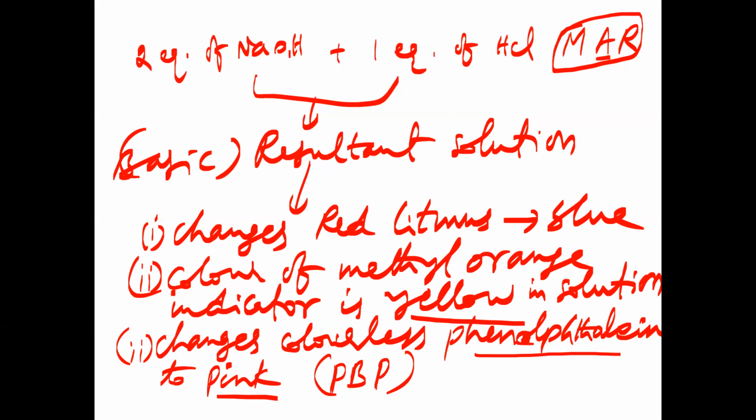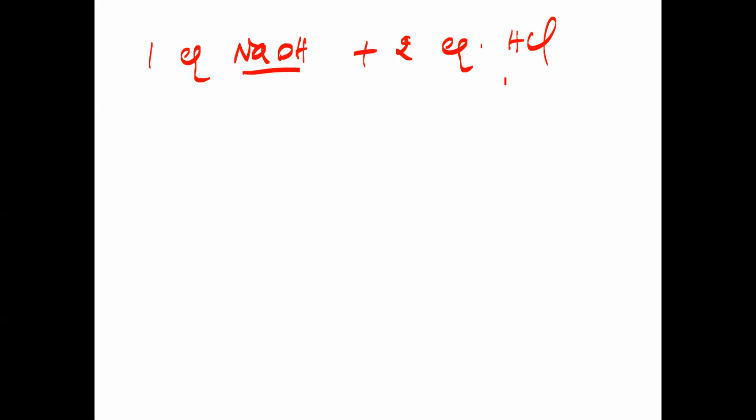Now, when you mix more base and less acid, more equivalents of base and fewer equivalents of acid, we get a basic solution. This basic solution changes like this. So keep these points in mind. Next, I'm taking the reverse condition here: 1 gram equivalent of NaOH plus 2 gram equivalents of HCl. Now here the base is 1 gram equivalent and the acid HCl is 2 equivalents.